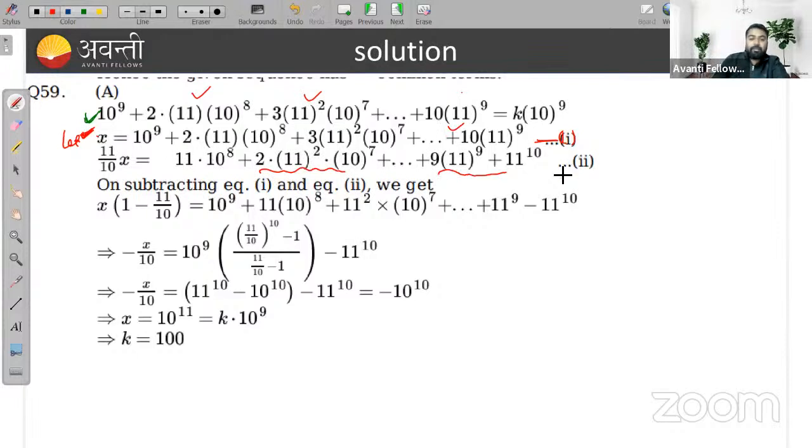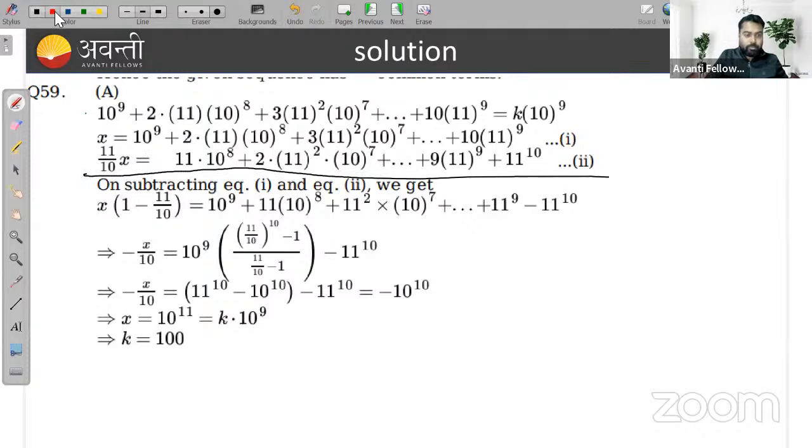Okay. So by subtracting equation 1 and equation 2, what are you getting? See here. When you subtract equation 2 from equation 1, what are you getting? On the left hand side, if I take x as common, it becomes x into 1 minus 11 by 10, and the right hand side becomes 10 to the power 9, then 2 into 11 into 10 to the power 8 minus 11 into 10 to the power 8. So it becomes 11 into 10 to the power 8. Okay. So similarly, from these two terms also, we can subtract and we'll get 10 square into 10 to the power 7.